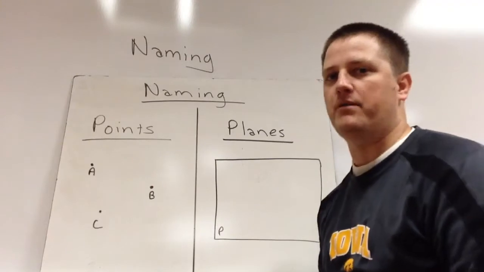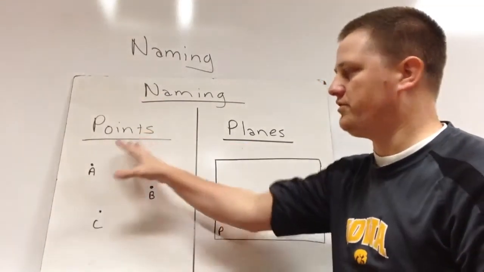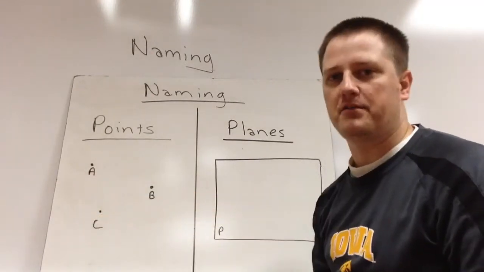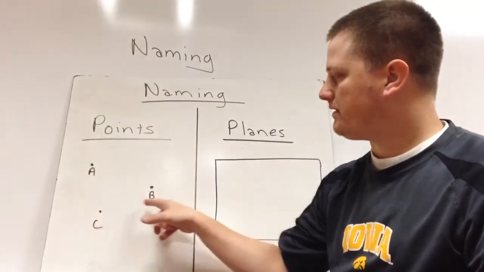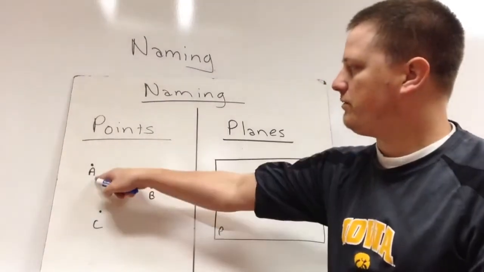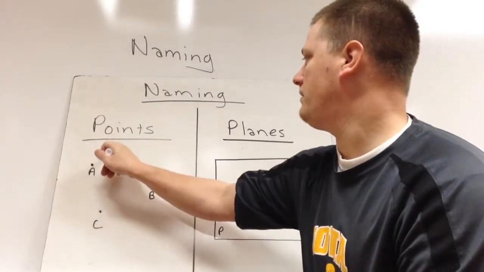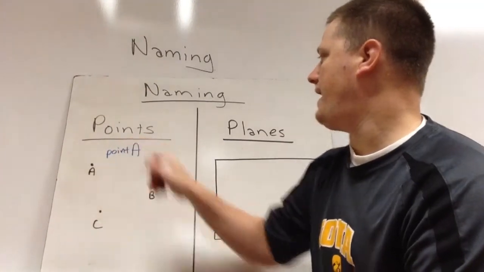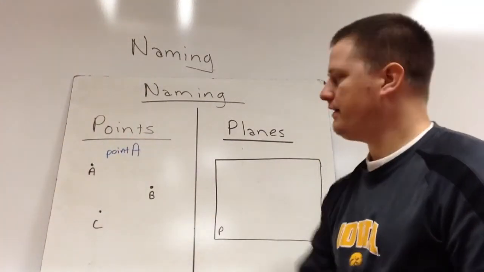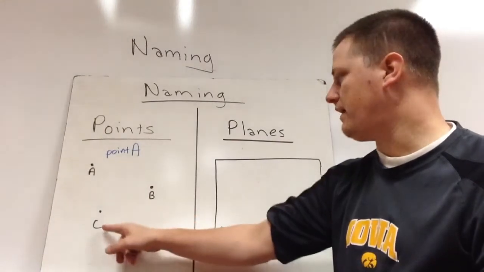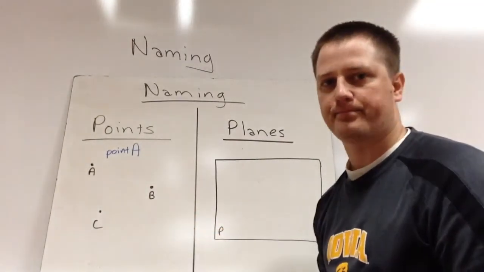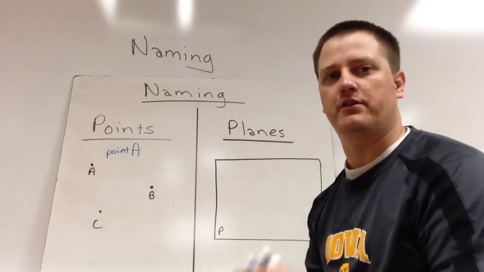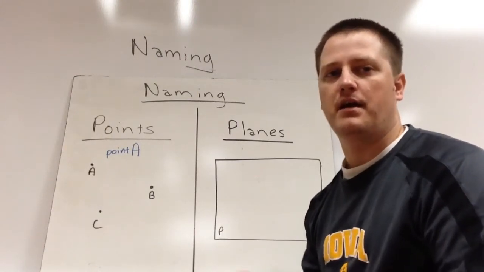When we start with naming, we're going to start with the most basic, which is a point. Points are just spots in space. Typically, we name them using a letter. So this one here, we would call point A. Hence, this being point B and this being point C. Points are then later used to name other things, such as lines, segments, and so forth.